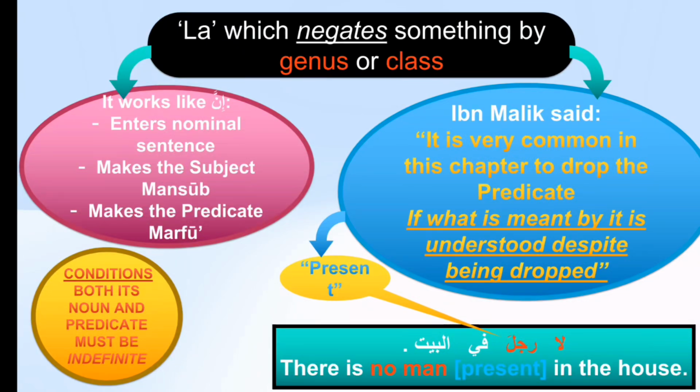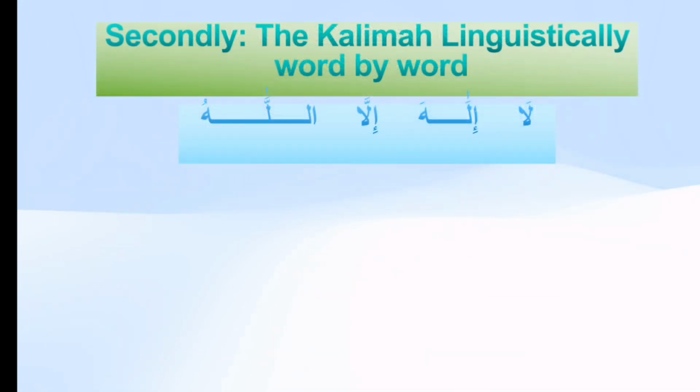So present is the missing predicate. And this is what we mean by the missing syntactical part. So Kalimah linguistically continued, La ilaha illallah.